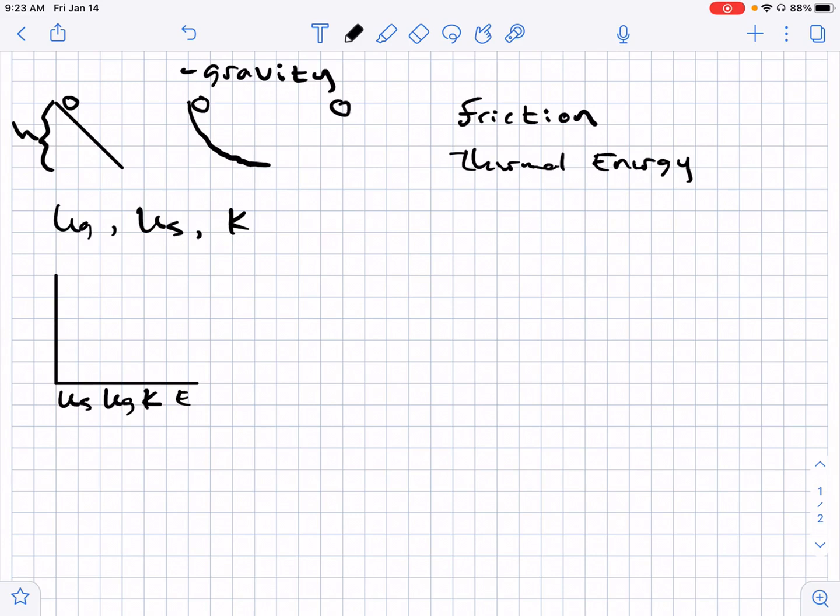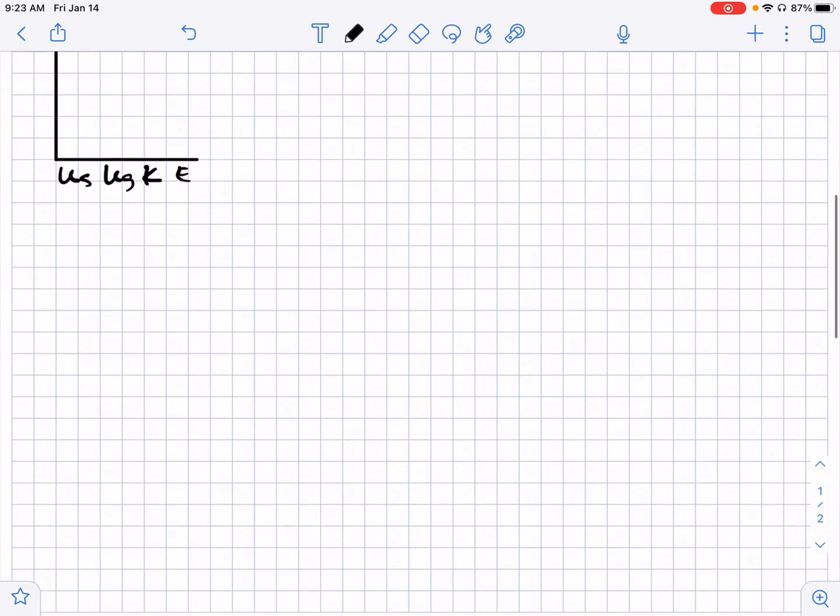And you just fill in the bar chart based on the different types of energy that you have at various locations within a system. So let's look at a couple examples of that and what those would look like. Let's say that we have a spring-loaded toy, and then it's launched, and let's say it's launched at an angle. So it does something like this.